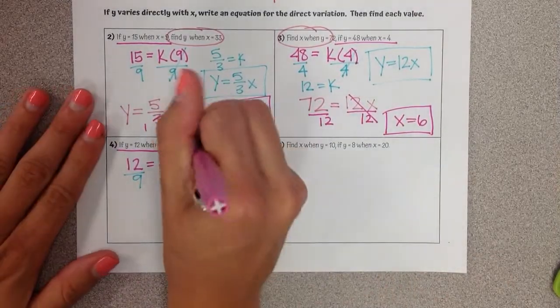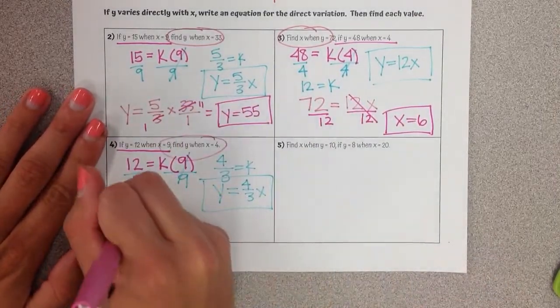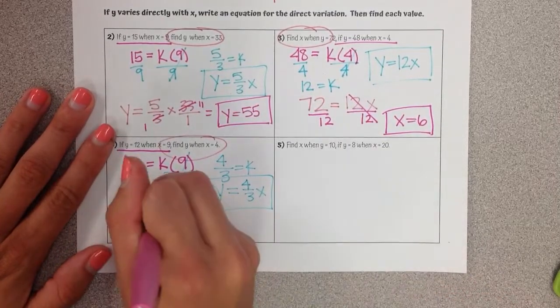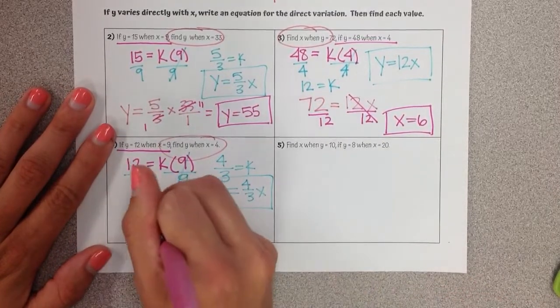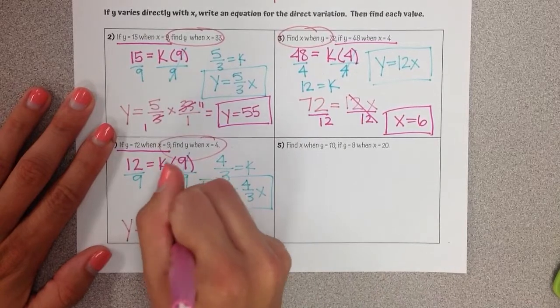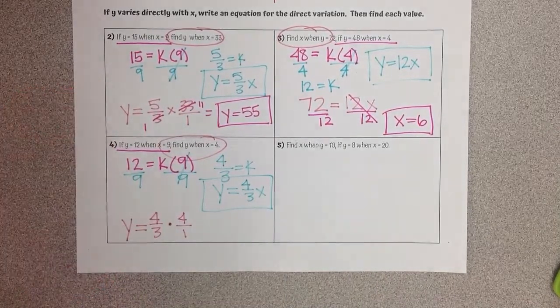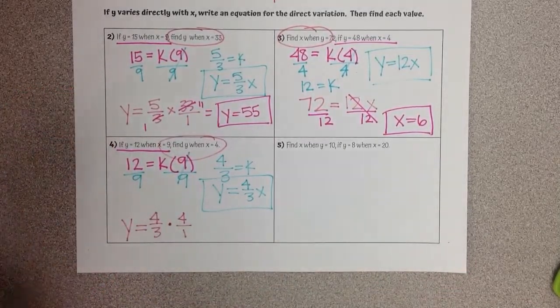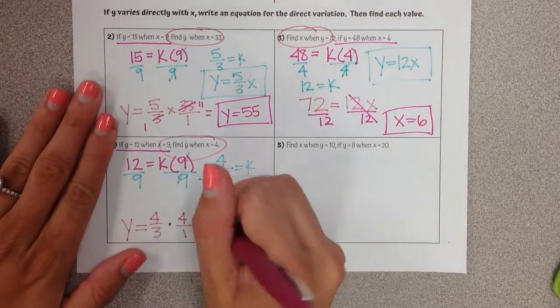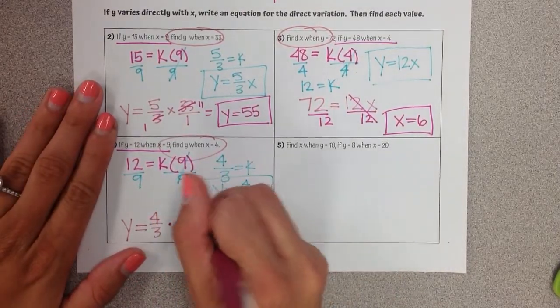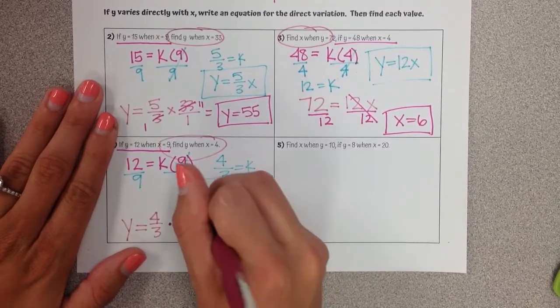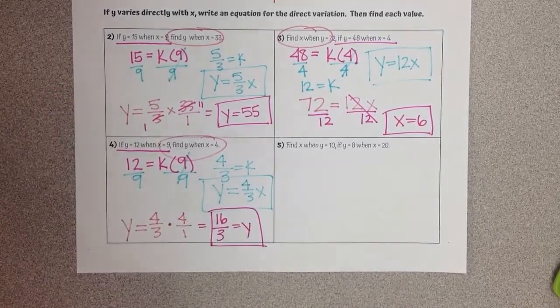Now plug in to find our unknown. Find y when x is 4. So we don't know y. We know our k is 4/3. We know x is 4. So I'm multiplying 4/3 times 4. I can't simplify, so I'm just going to multiply across. 4 times 4 is 16. 3 times 1 is 3. So our y value would be 16/3.